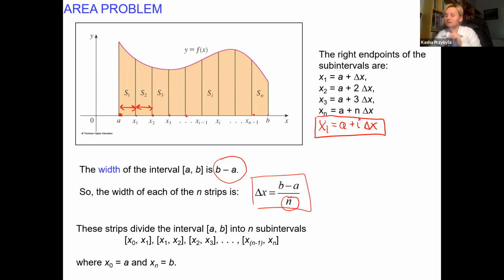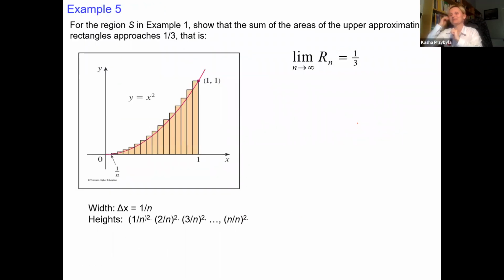That means please remember the sample point. Of course, the right-hand side, we will define A plus I times delta X: 1 times delta X, 2 times delta X, and so on. That means this will stay I. Okay, that means now we remember this.